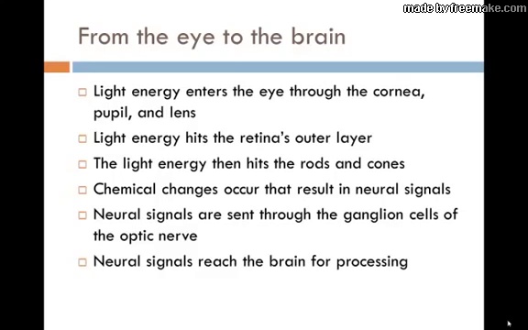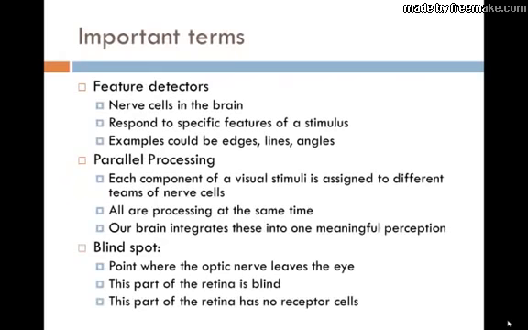Then chemical changes occur because we're receiving energy, and those result in neural signals. Those neural signals are sent through the optic nerve, and then they reach the brain, and our brain processes the signals that it's receiving from the eye. And that's how we perceive vision.